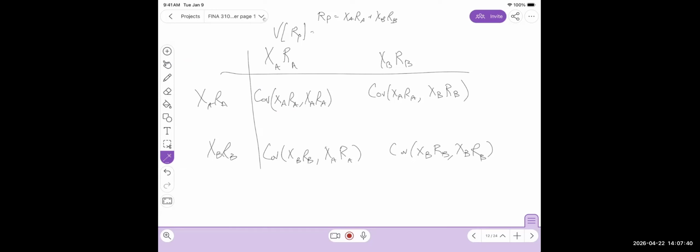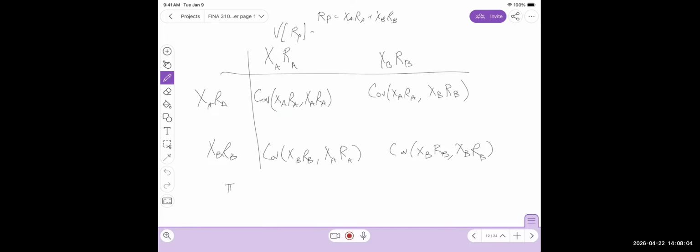So what is the covariance of XARA and XARA? Does anybody know what that is? I'm going to write this out to show you the pattern, but I'm not going to use the weighted thing because it's just a little more confusing to look at.